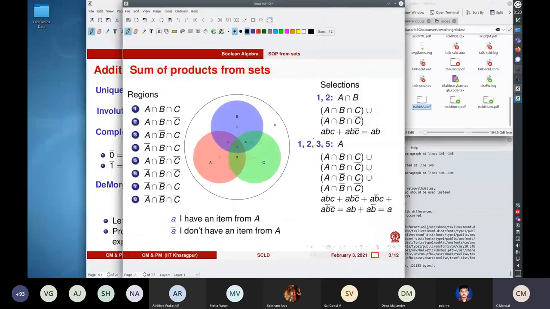All right. So you can say that an expression like this one says that you have an item from region A but not from region B, or you have an item from region C. So these are expressions which can be interpreted in this sense.